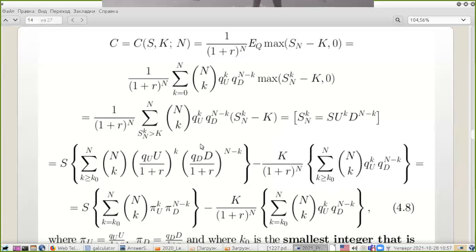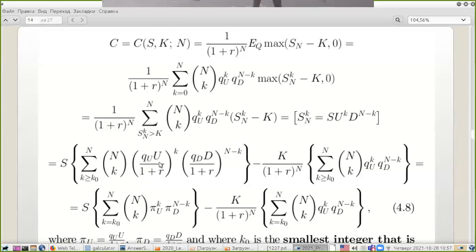It's clear. But this 1 plus R to the power n we can rewrite as 1 plus R to the power K or G, multiplied by 1 plus R to the power n minus K. But this is the same.